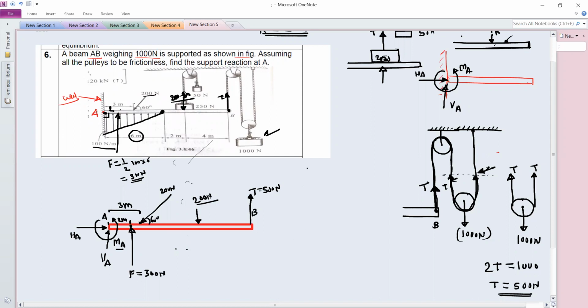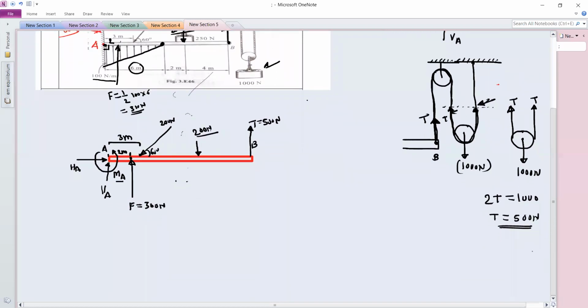So write the equation. Summation of moment by all the forces about A is equal to 0. So you will start from this 500 Newton. So 500, and the total distance of 500 is 6 plus 6, 12 meter. And this moment is anti-clockwise, so it will be like this. So don't show this direction, it is just for understanding. So this is positive.